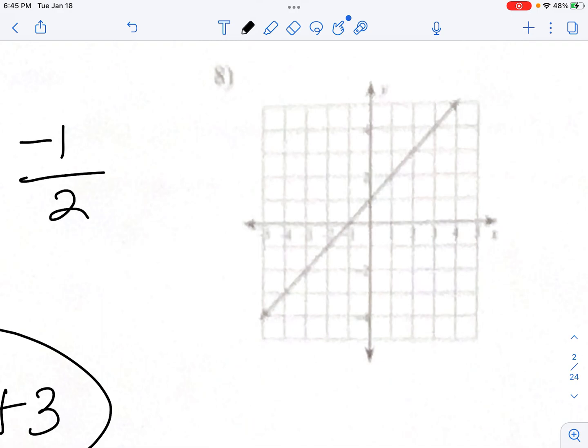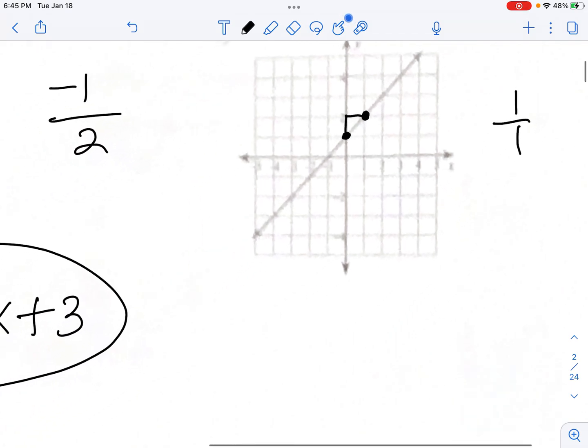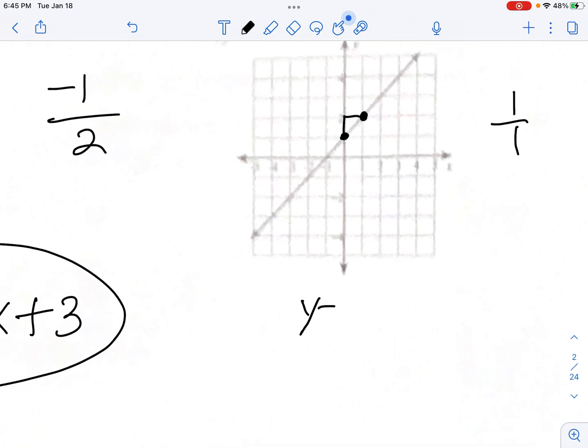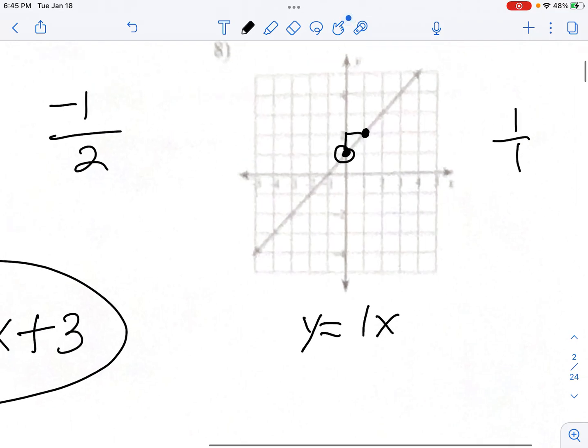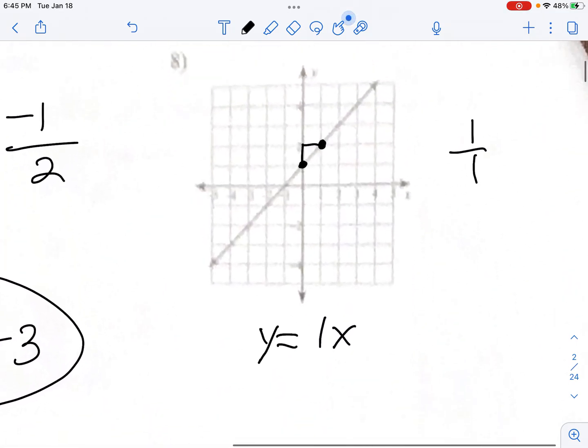Number 8. So there would be my y-intercept. Okay, there's my next clean point. So this one's pretty easy. Up 1, right 1. So 1 over 1 or just 1 would be my slope. So y equals 1x. And then that would be my y-intercept, which is at 1. So plus 1.